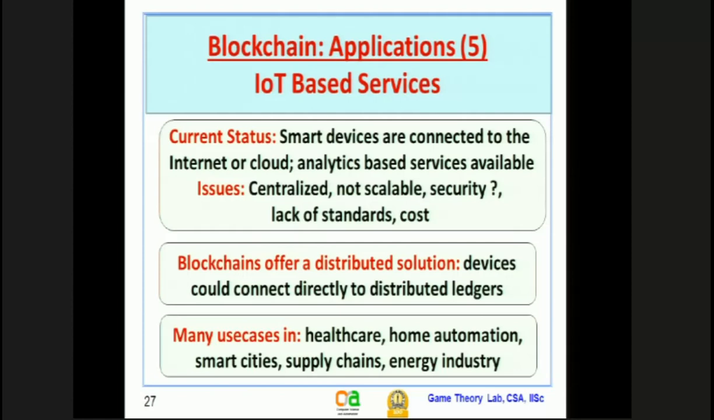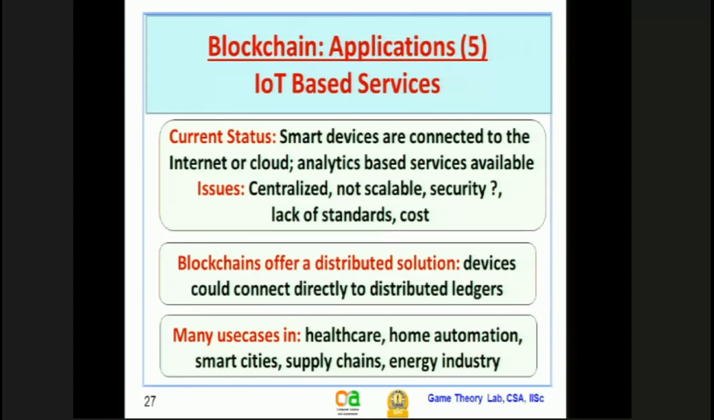Then there are IoT-based services. As you know, IoT-based services are now becoming very prominent in areas like healthcare, home automation, smart cities, supply chains, energy industry, and so on. What is the current status here? Smart devices are connected to the internet or cloud. You may have a very large number of smart devices, connected to the internet or sometimes to the cloud. Many services offered by companies are analytics based. Because these are cloud-based services, it becomes rather centralized and is not scalable. If you have a very large number of IoT devices, it doesn't scale. Security is a big question mark. There are no standards available, and it could also turn out to be very expensive.